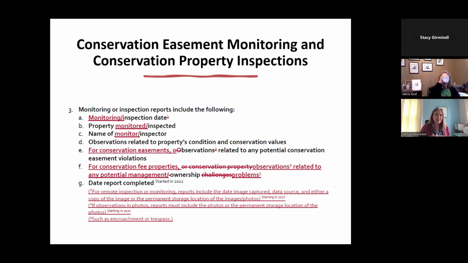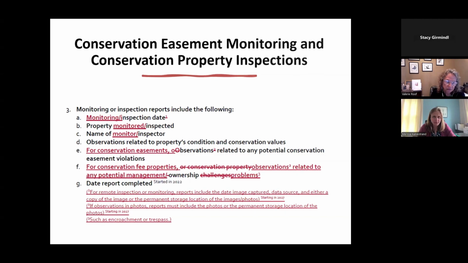Again, no change. We're already getting copies of organizations' monitoring inspection reports, but this is phased in to make sure organizations are thinking about these elements in those reports going forward. So you're going to see those requirements starting in 2027. We're not expecting you to go back. It's really about the future-looking aspect of those reports.